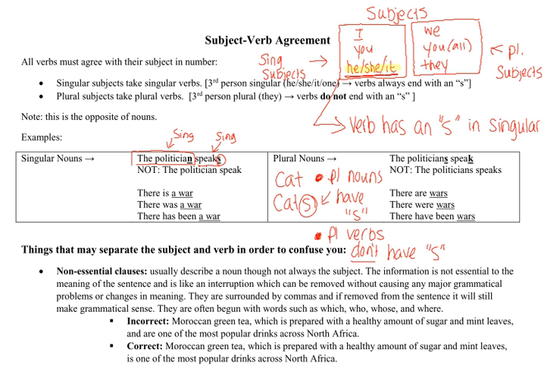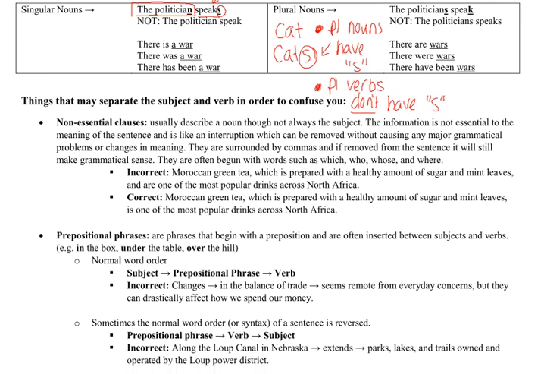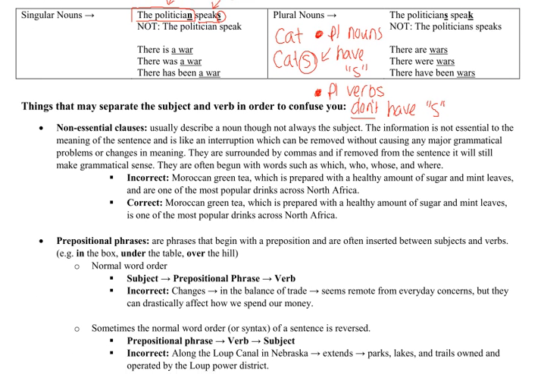So there's some other things beyond that S that are going to possibly confuse you. One thing the SAT is really big on is putting non-essential phrases and clauses into sentences to separate the subject and the verb, or prepositional phrases to separate the subject and the verb, so that you have a harder time identifying them together and double-checking their subject-verb agreement. Non-essential clauses usually describe a noun, not always the subject. The information is not essential to the meaning of the sentence, and it's an interruption which can be removed without causing any major grammatical problems or changes in meaning.